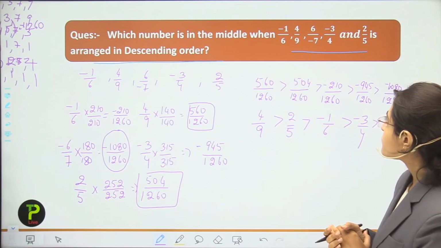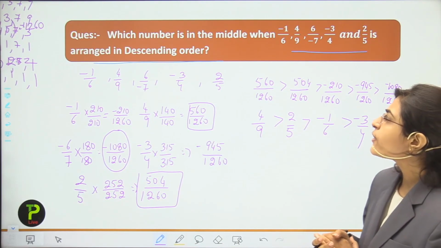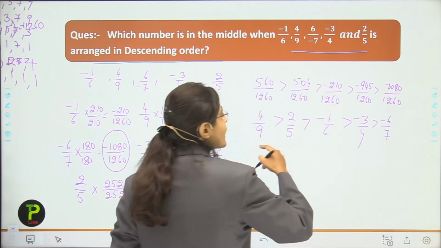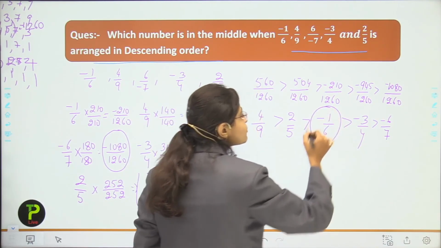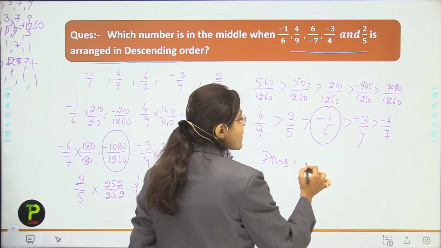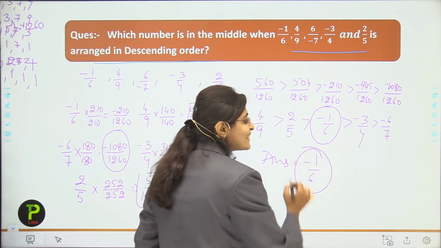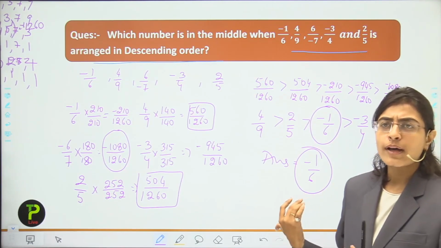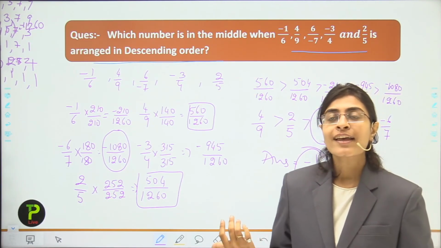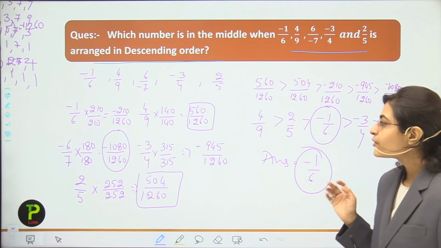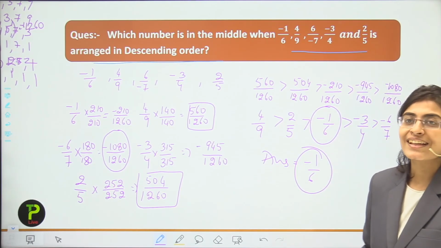Alright. Now what we have to do, we have to find the middle number. So here our middle number is minus 1 by 6. So therefore our answer is equal to minus 1 by 6. Alright. So here what we had to do, we needed to arrange it into descending order, that we have done. And then we found the middle number. Alright. So I hope this question is clear to you.